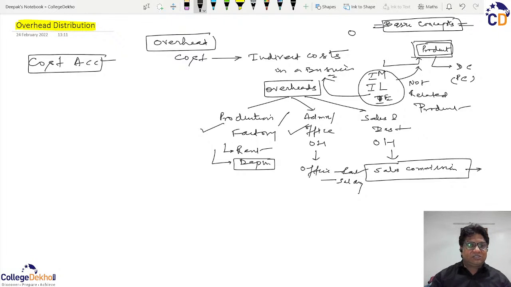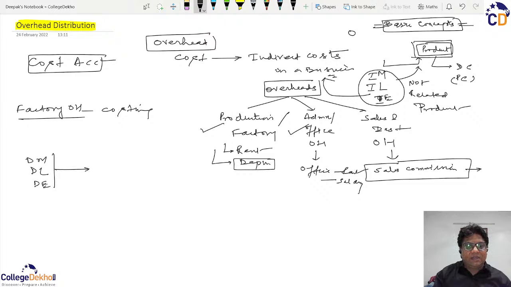Now, in this generalized session, my prime focus is the costing of factory overheads. When we use the word cost, because direct material, direct labor, and direct expenses are directly relatable to the product, there is no problem in their accounting. How they will be added to the cost of the product is no worry, because they are directly related to the product.